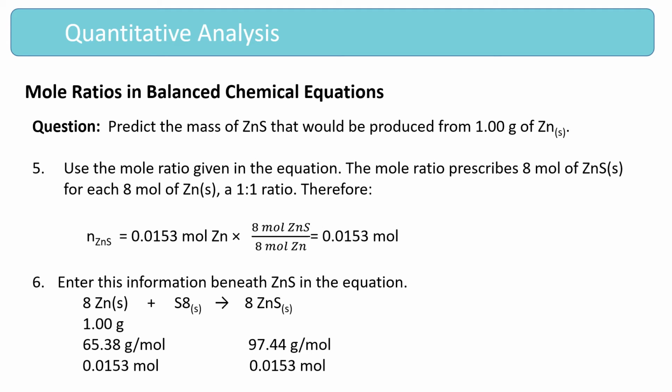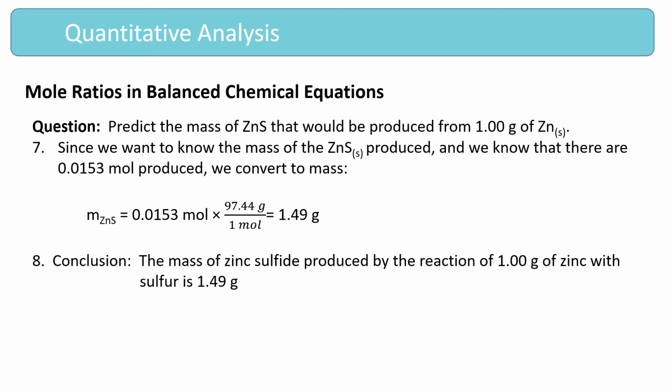Now, once we've done that, we do the math. Since we want to know the mass of ZnS produced, and we know that there are 0.0153 mole produced, we convert to mass. So the m, which represents the mass, is 0.0153 mole times 97.4 grams per 1 mole, and we get 1.49 grams.